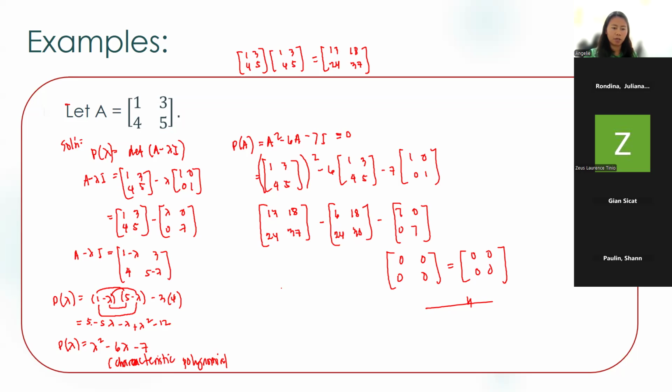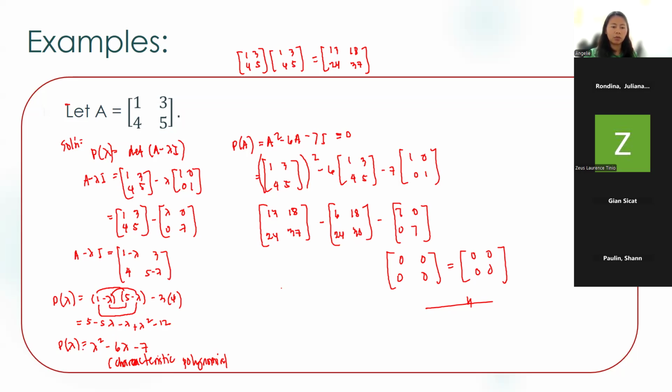equation now. We have 5 minus 5 lambda minus lambda, then we have lambda squared minus 12. So, simplify. This will now become our characteristic polynomial: lambda squared minus 6 lambda minus 7. Okay, the same process as in finding the lambda, our eigenvalue. We're just going to end in this form.